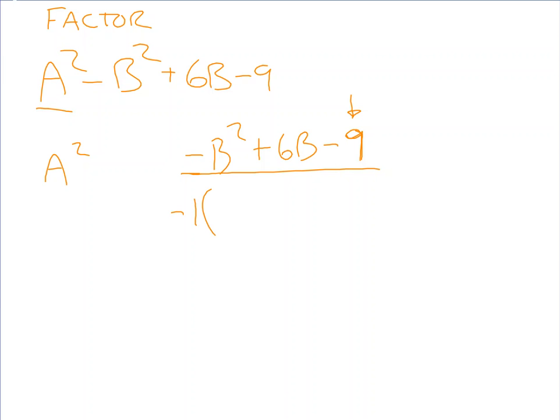So I have negative 1 on the outside. And what is negative b squared divided by negative 1? B squared. What is positive 6b divided by negative 1? Negative 6b. What is negative 9 divided by negative 1? 9. That's positive. Oh, this is a square binomial, isn't it? Oh my god. I agree. Wowzers.